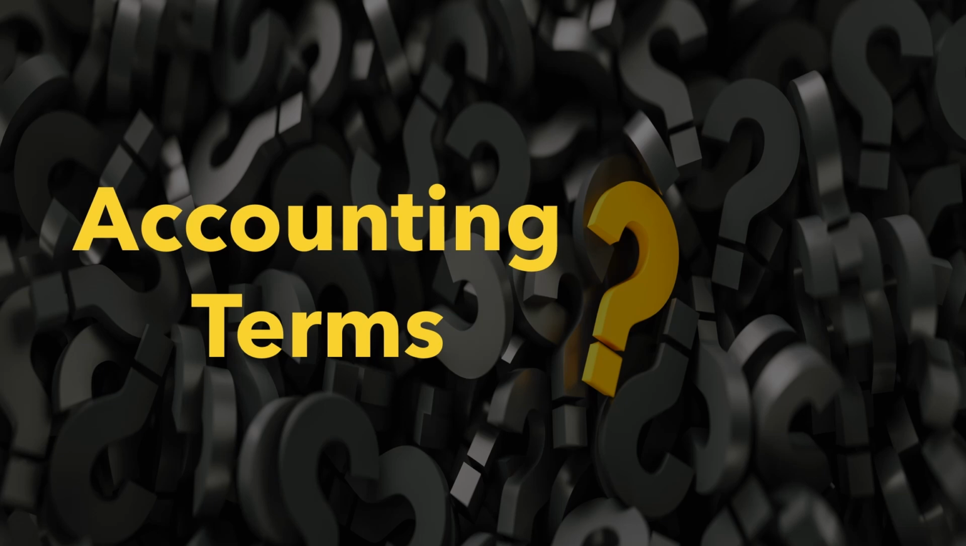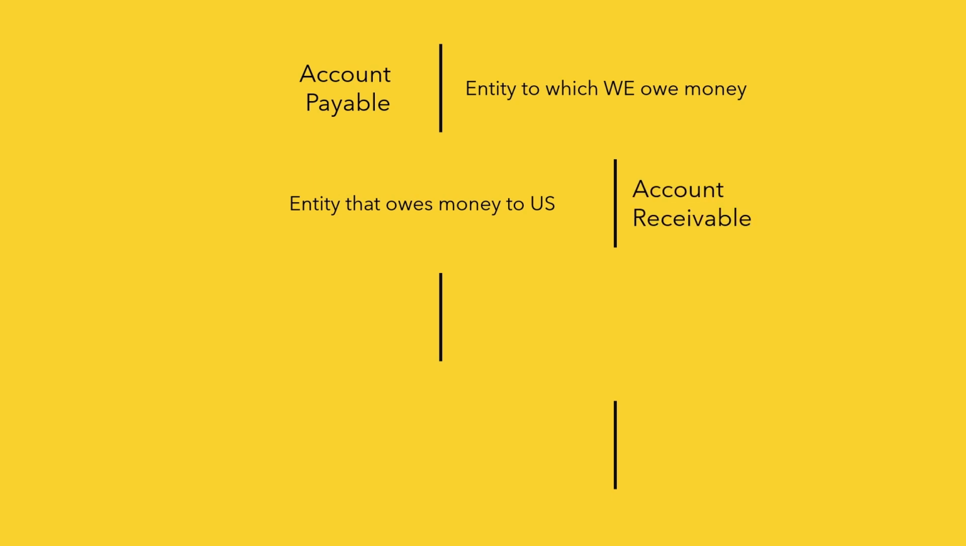For example, accounts payable. That's when we as a company owe an entity money, and the payable is kind of how it explains it. It's still to be paid, payable. The same when an entity owes us money, that's accounts receivable, because we still need to receive that.